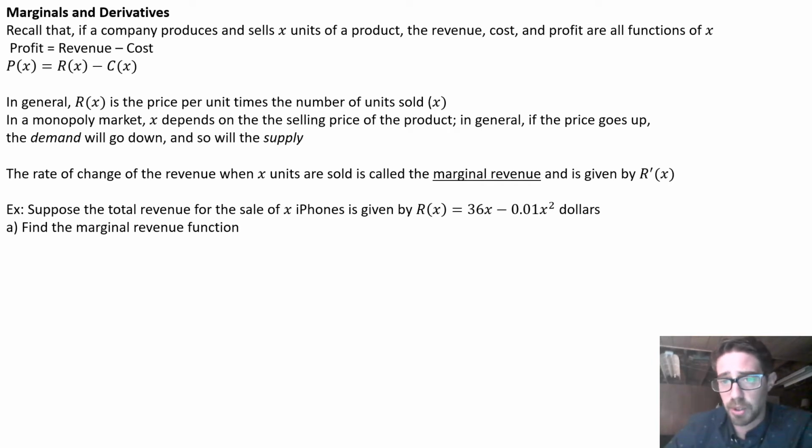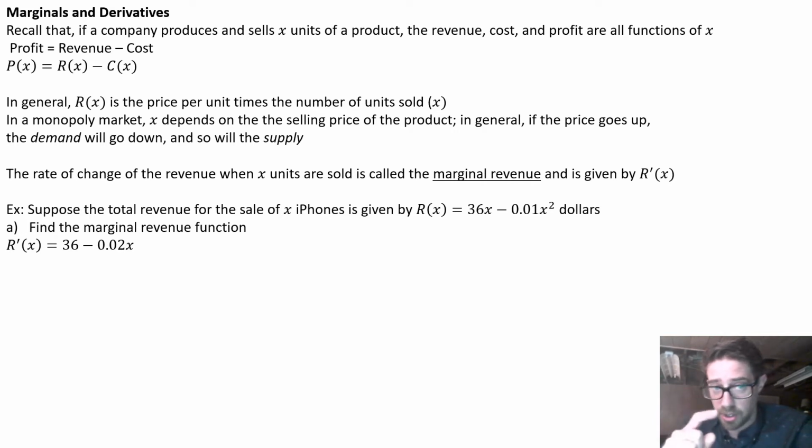So R prime is what? Just 36 minus 0.02X. And then the units for that would just be dollars per unit sold. So if X changes by 1, if you sell one more unit, the revenue is going to change by that much, whatever 36 minus 0.02 times 1 is.